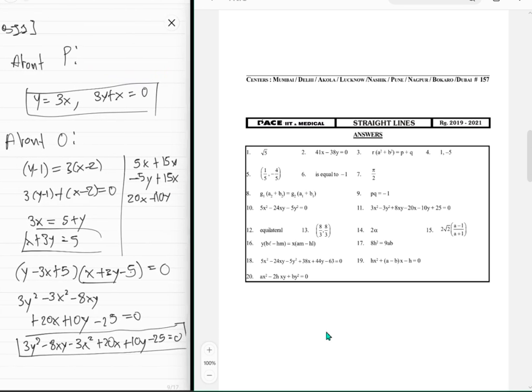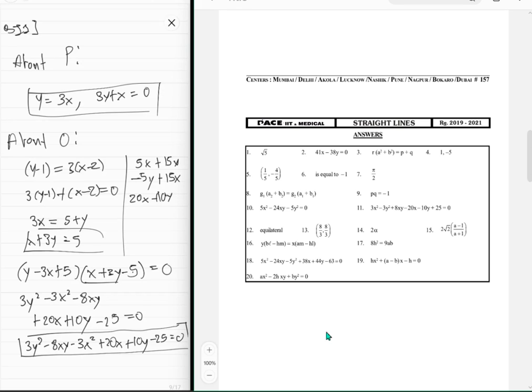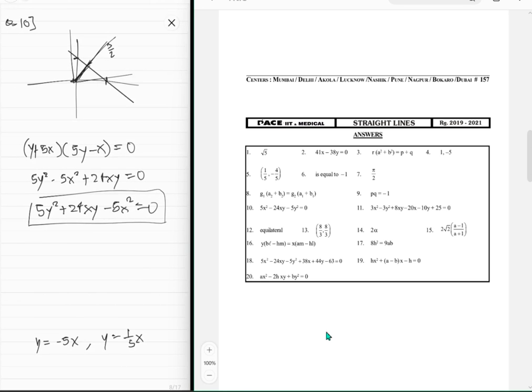3x squared minus 8xy. Okay, they always use... why don't you use y squared? Okay, so 3x squared we have minus 3x squared, 8xy we have minus 8xy, minus 3y squared we have 3y squared, then minus 20x plus 20x, minus 10y plus 10y. Everything's correct. So yes, this is the same equation. Question number 11 was question 5. Question number 10. Yes. Yeah, cool. That's the same thing.